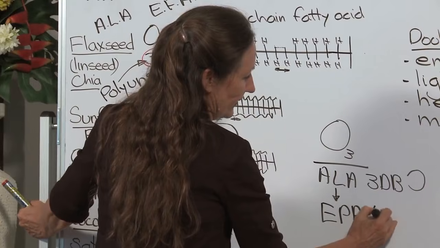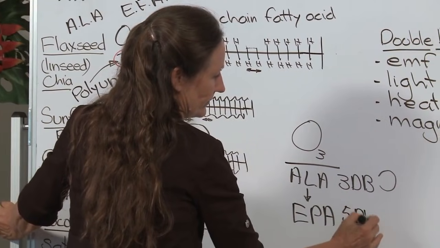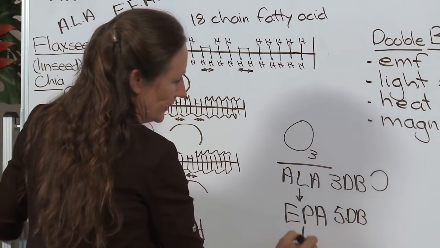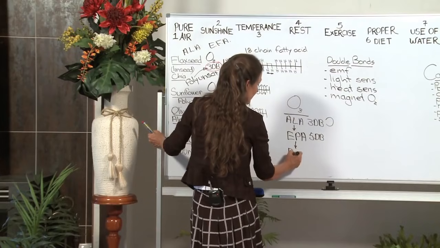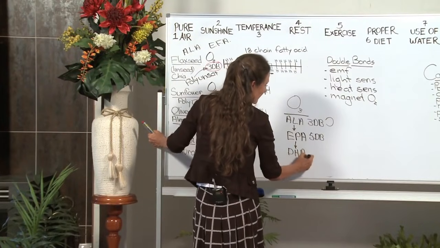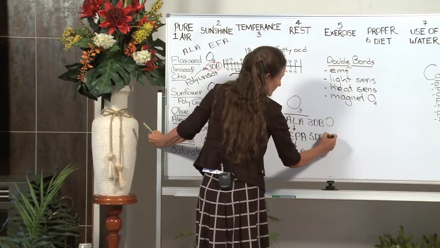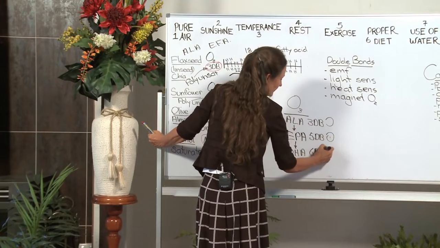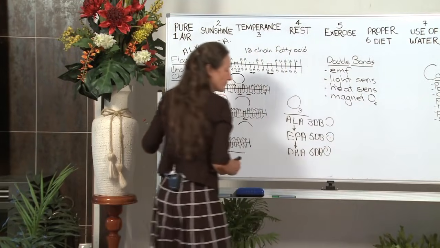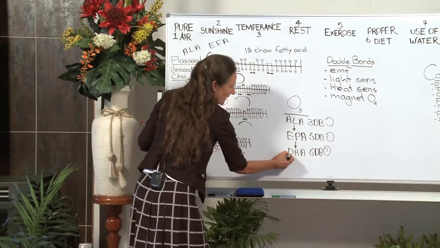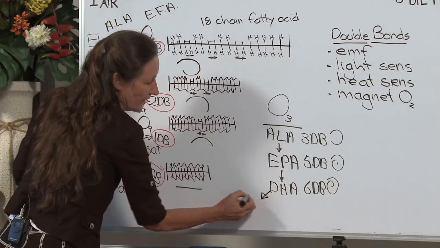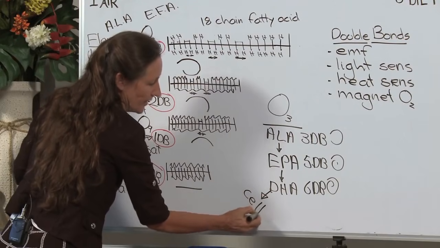EPA has 5 double bonds. In the body, EPA is broken down to DHA. And DHA has 6 double bonds. So you can see how fluid these other oils are, incredibly fluid. And the body loves using DHA for cell membrane function and repair.